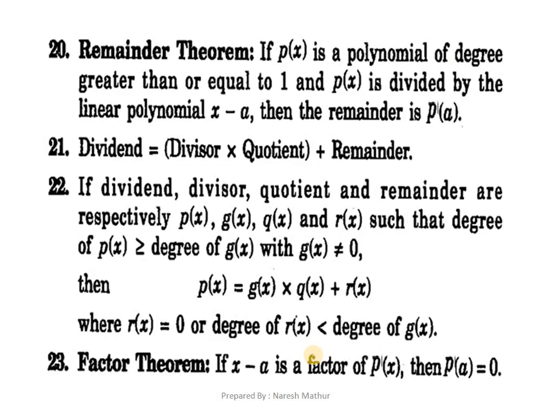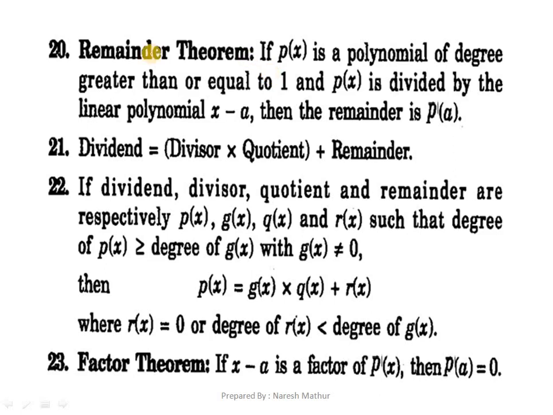Now these are some important topics of this chapter. Remainder theorem. Remainder theorem says if p of x is a polynomial of degree greater than or equal to 1 and p of x is divided by a linear polynomial, that is x minus a, then the remainder is p of a. What does it mean? We'll see it with an example in the next slide.